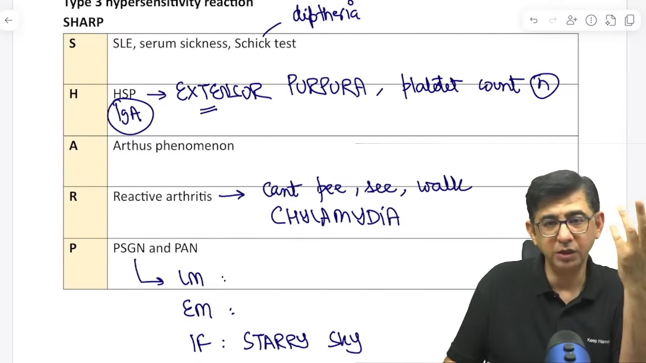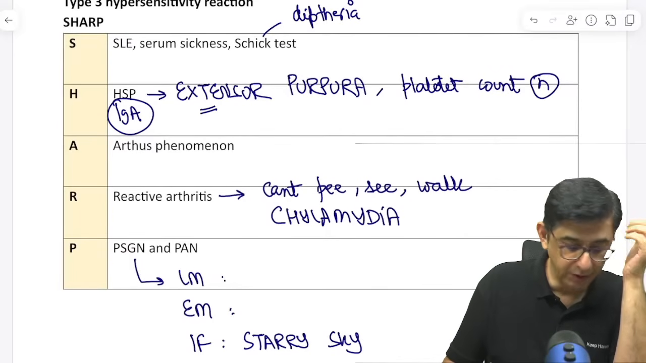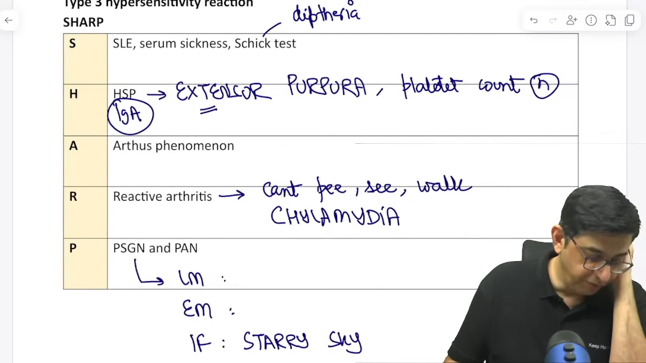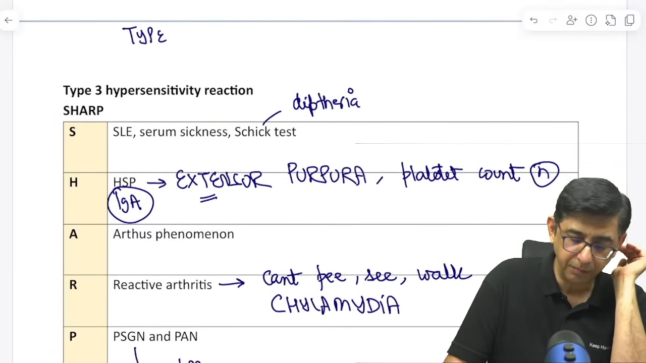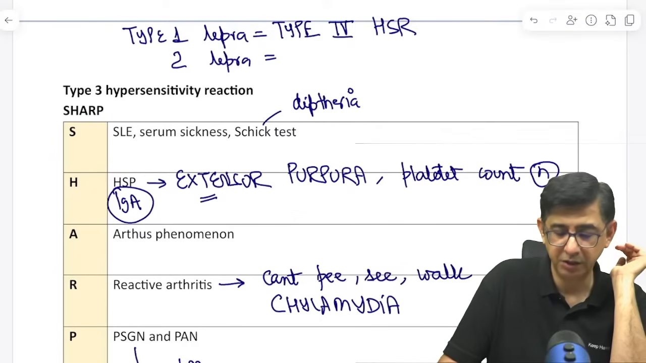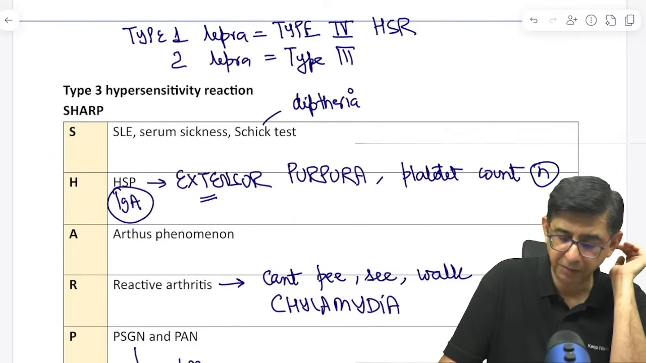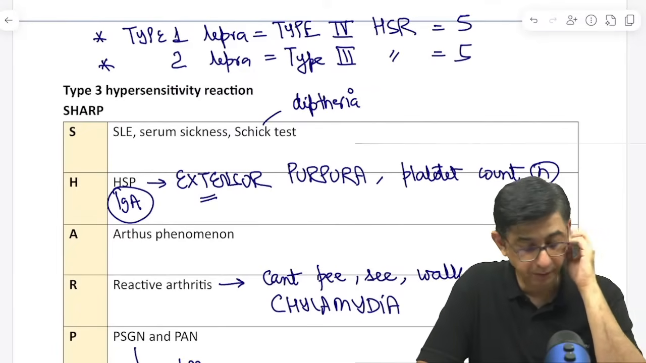Sharp is a mnemonic. Nowadays they don't say like, all are examples of type 3 hypersensitivity. Yes guys, the rule of 5 for leprosy. Type 1 lepra reaction is type 4 hypersensitivity. So since you said it, I am mentioning it. And then is type 2 lepra reaction, which will be seen after the treatment is started. It is type 3 hypersensitivity reaction. And the ultimate number we need to achieve is 5. 1 plus 4 is also 5 and 2 plus 3 is also 5. So that's again a basic concept.